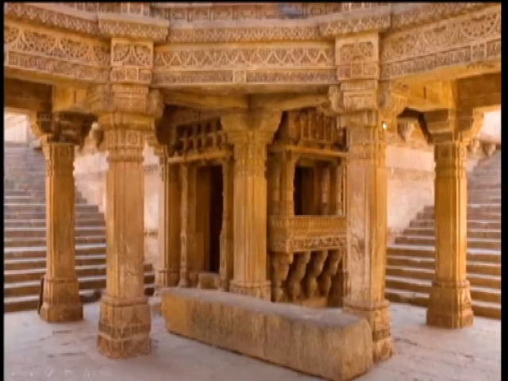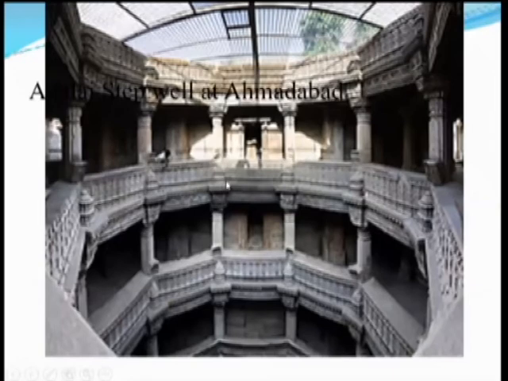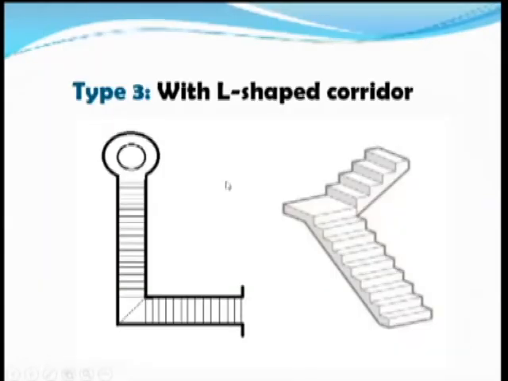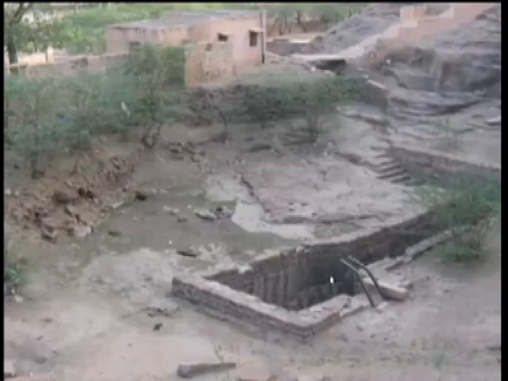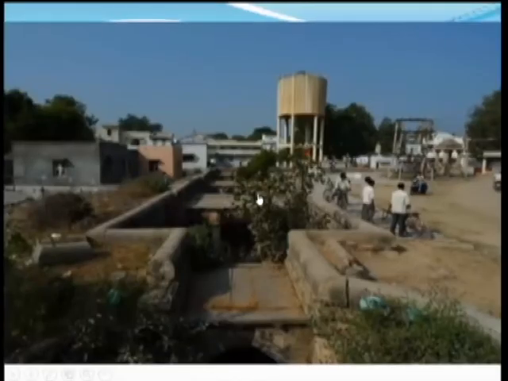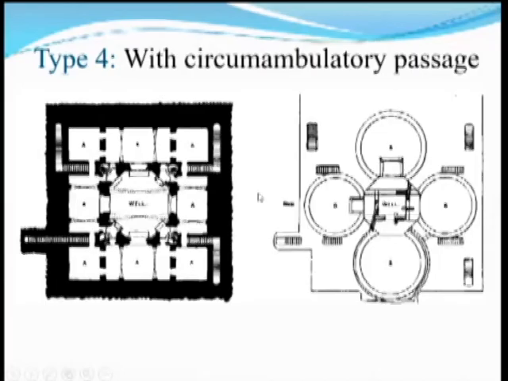Okay. So this is the meeting point, the visual center point, with steps coming here and steps here and steps on this side. And this is the junction. And this is yet another. And then the third type is where the flight of steps is in the form of an L, going down like this. This is another picture of the same kind.